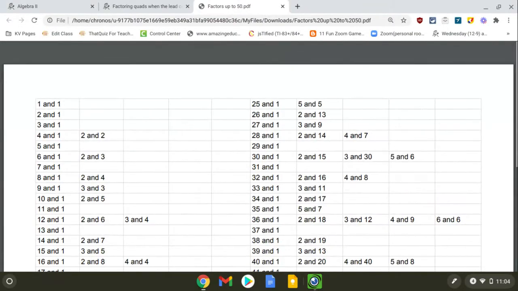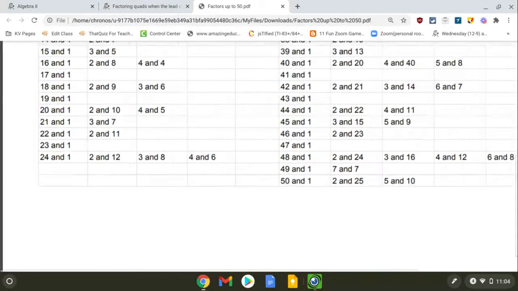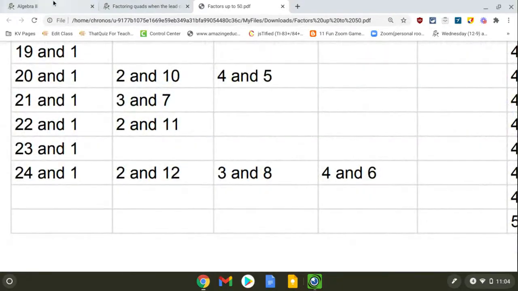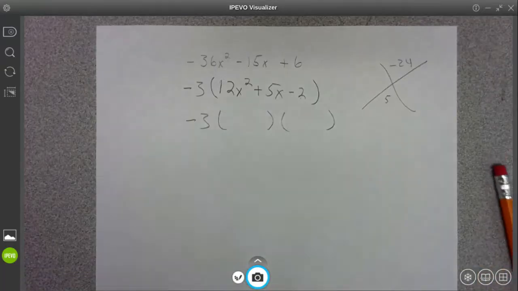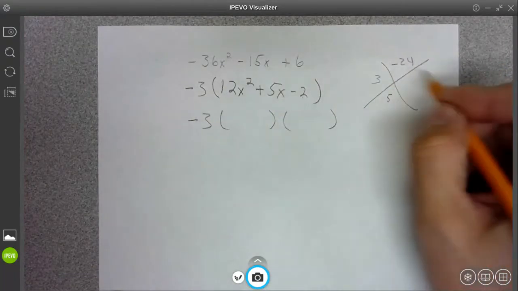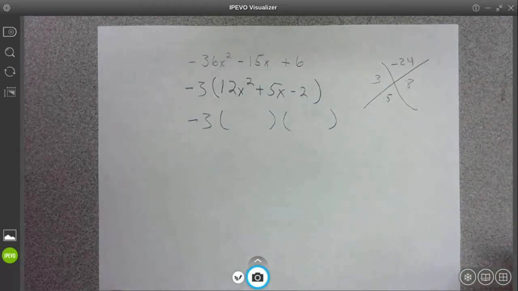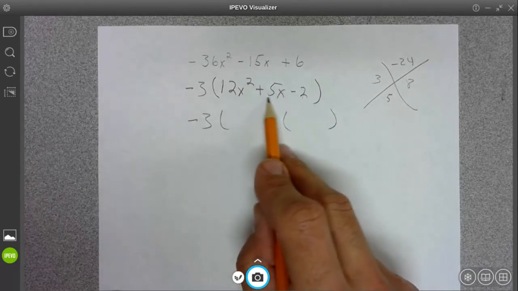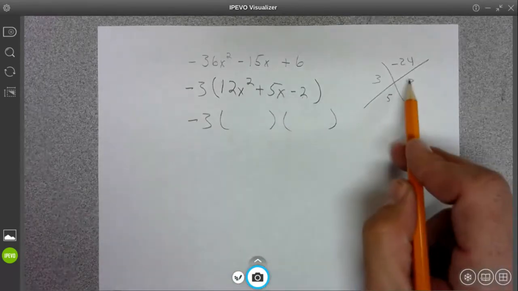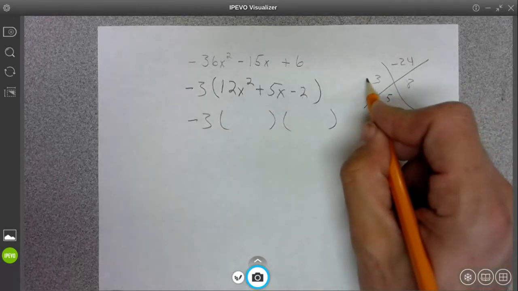You probably already have it. There you go. So multiply to 24 has got to be this row, and these numbers will subtract to give you 5: 3 and 8. Okay, so it's a 3 and an 8. Now, different signs. So one's positive, one's negative, and the bigger number has to be positive. So this is positive, that's negative.